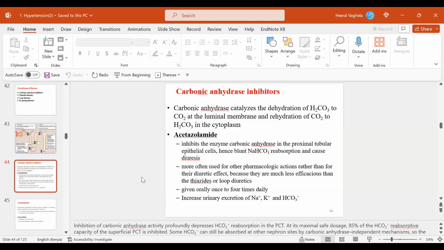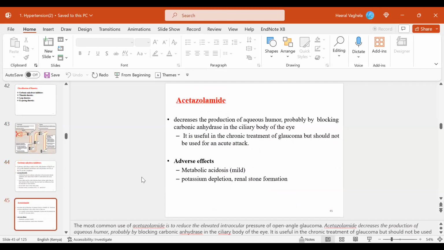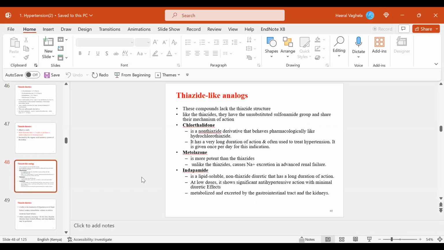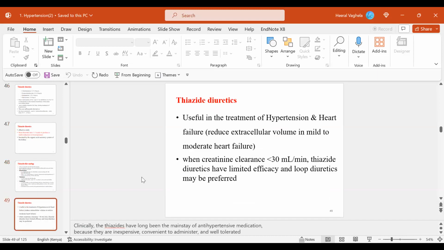These various drugs have their own disadvantages or adverse effects. Acetazolamide can cause acidosis, hypokalemia, and renal stone formation. Then when you go to the thiazides, mostly it causes hypokalemia, hyponatremia, and one more thing, it causes hyperglycemia.